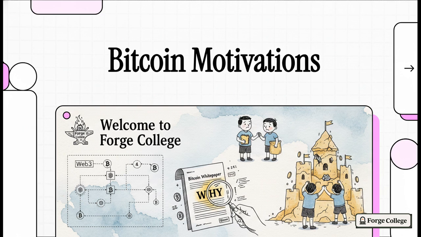Right? Now, just multiply that sandwich by the entire global financial system, and you've got the exact historical stage that was set right before Satoshi Nakamoto published this famous document. We aren't just going to look at the math today, we are going to look at the why.